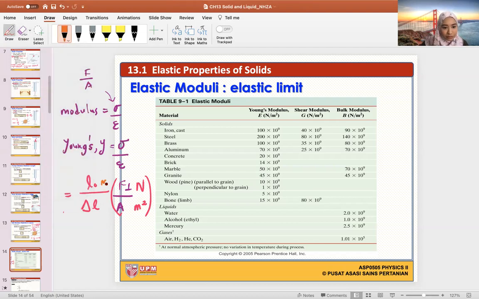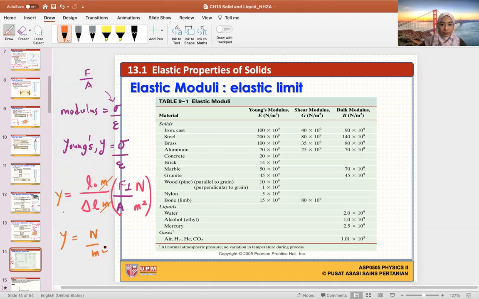So let's just put meter here. Okay, so buang ni, buang ni. So Y is equal to something that is in Newton meters. Any questions? Okay ke? Alright, okay. So here we can look at this table. Young's modulus has a unit of Newton over meter squared. Shear modulus also has Newton over meter squared. Bulk pun sama.